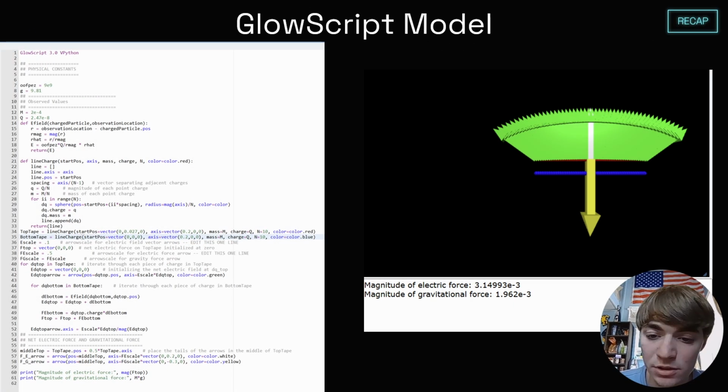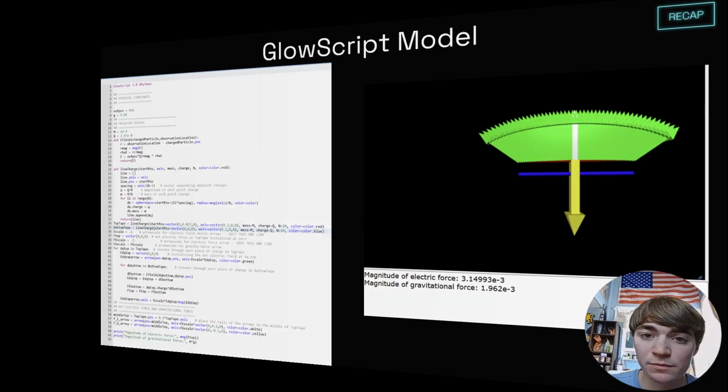Now for the results, you can see that the magnitude of the electric force was calculated to be about 3.15 times 10 to the negative 3, and the gravitational force was 1.96 times 10 to the negative 3. So a little bit of difference, but still very similar, which makes sense because they should be equal and opposite. We can see the green arrows here are the electric fields. The white arrow is the electric force, and the yellow arrow is the gravitational force. And that's the completed GlowScript model for this experiment.